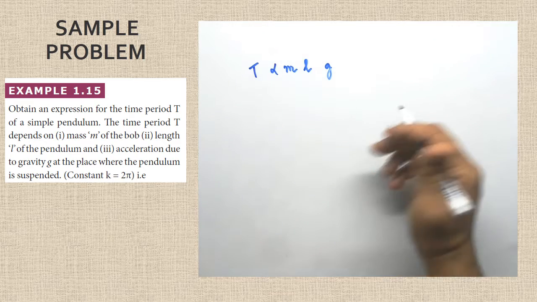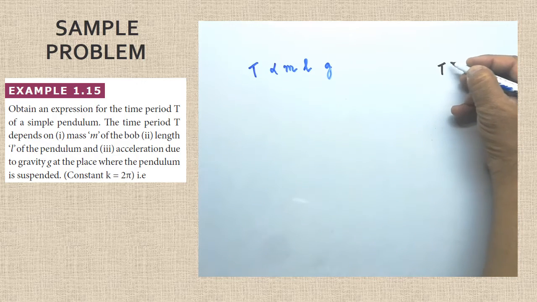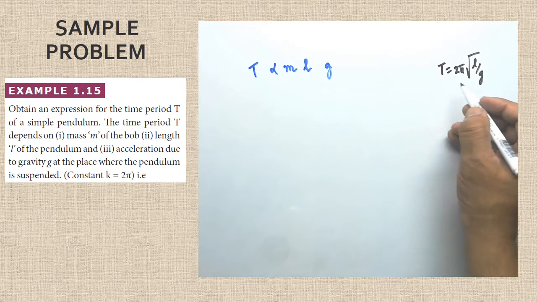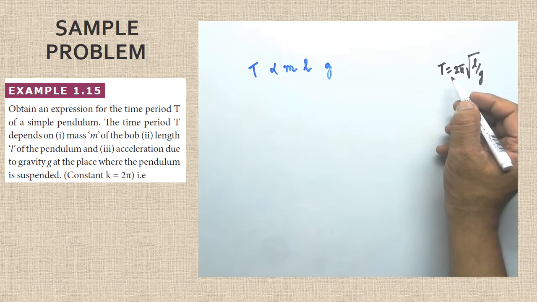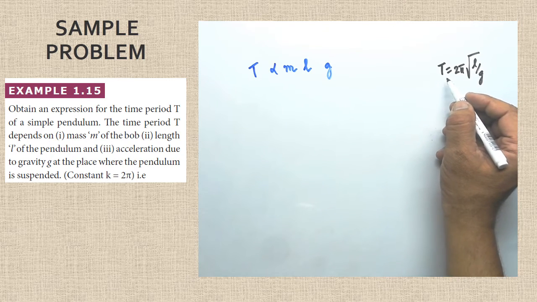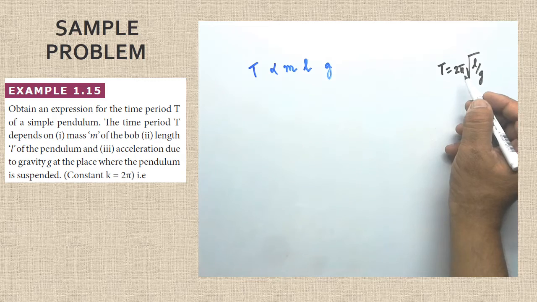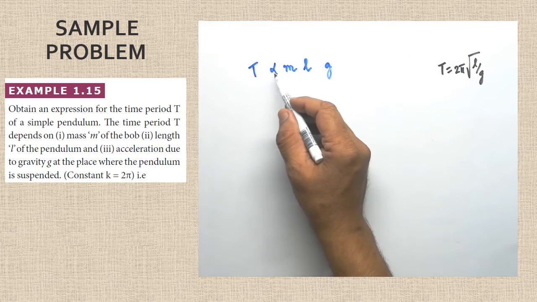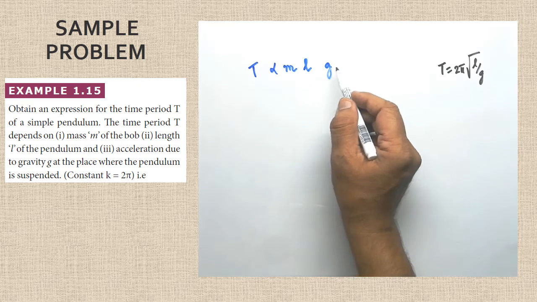Are you clear? Finally, you are going to derive the expression t is equal to 2 pi square root of L by g. This is the formula. Often we use this formula in the practical to calculate the time period of the simple pendulum. Now we are going to derive this formula. Now I have given the answer of the problem. Look at that. Time period, it is given, depends on mass, length and g.